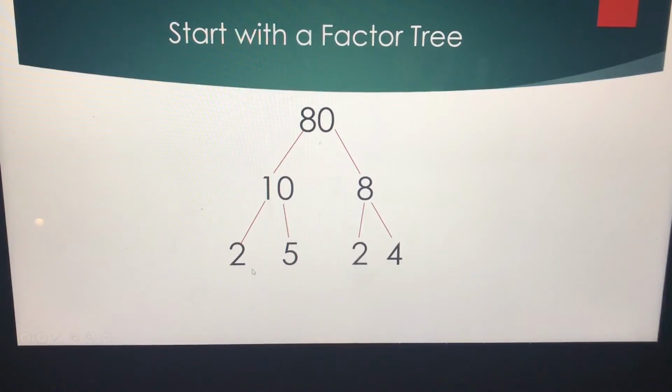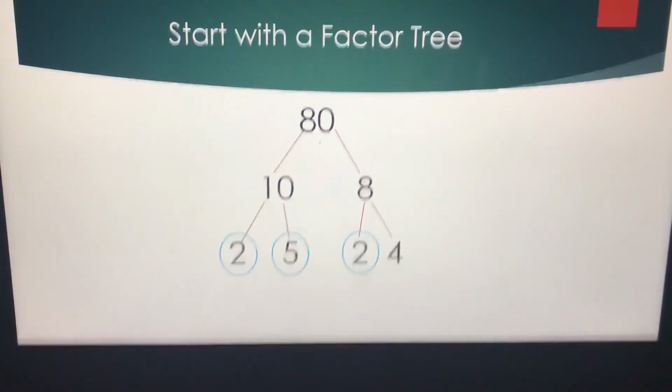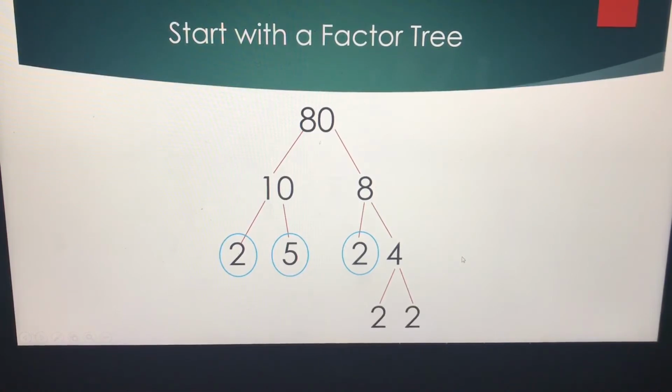In this step, I circle my prime numbers. 2 is a prime number. 5 is a prime number. A prime number can only be found by multiplying 1 and itself. 4, however, is not prime. So I must break that down to 2 times 2. I can now circle those. Once every branch, and what I'm talking about a branch is your lines, once the end of every branch is circled, you've completed your factor tree.